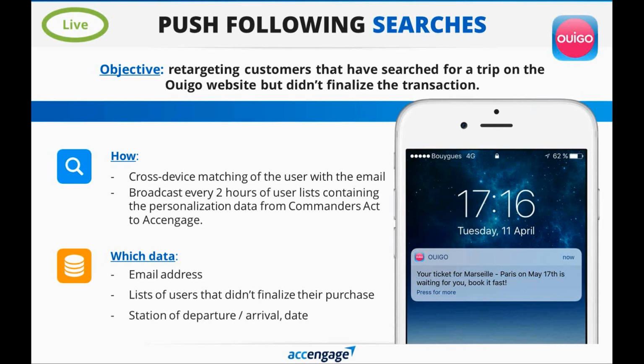In practice, this user will then receive a mobile application push notification, on their mobile device, although the search occurred on the website, saying, for instance, your ticket for Marseille to Paris on May the 17th is waiting for you, book it fast. So that's a very interesting use case, of course. The idea is to increase the revenues and the conversions on a multi-channel perspective.